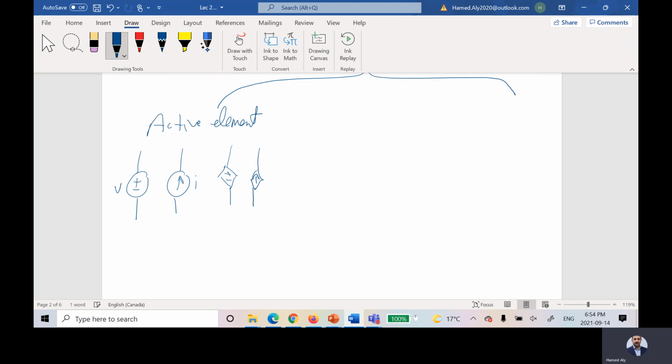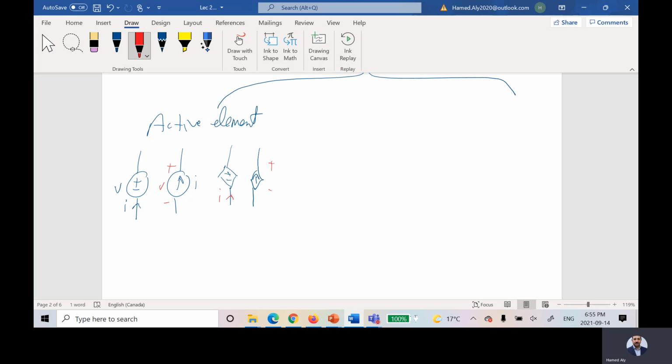But at the end, I have a condition. The condition for this to be an active element is that it should generate power. And the condition for generating power is that the current passes from low voltage to high voltage. So the direction of the current for this should be upward, and the voltage across it should be like that. In the same way, this is the direction of the current, and the voltage across this should be like that. Again, for any active element, the current will pass from low voltage to high voltage. If it is opposite, it is not active.